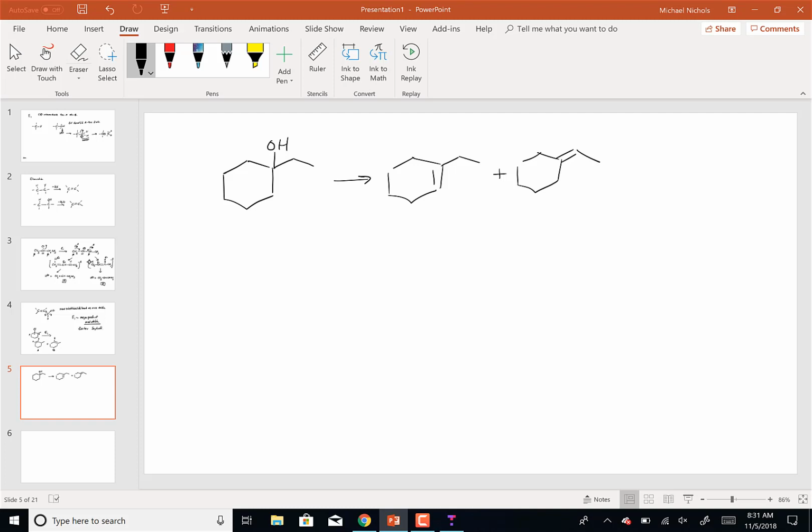But how am I going to do this reaction? Well, I need to add H+, right? I need to protonate the OH group to make it leave. So if I start by taking my OH and protonating it, I'm going to get my oxonium ion. And then this is a tertiary carbon attached to the oxonium ion. So can the oxonium ion leave? In other words, when you have a tertiary carbon attached to an oxonium ion, can it leave and form a stable carbocation? And the answer is yes.